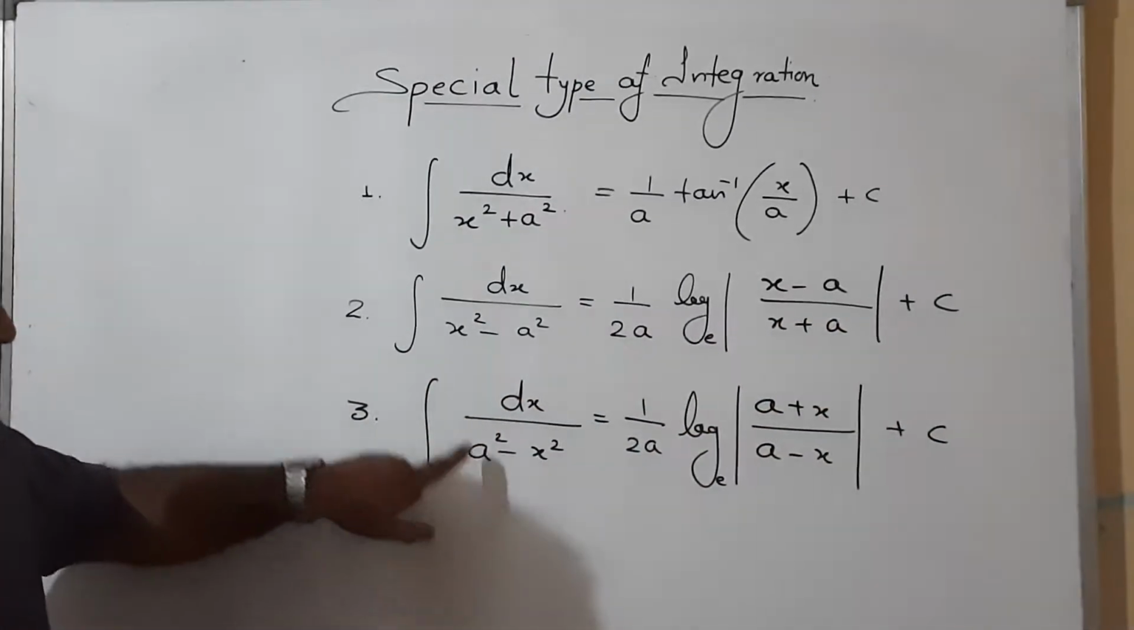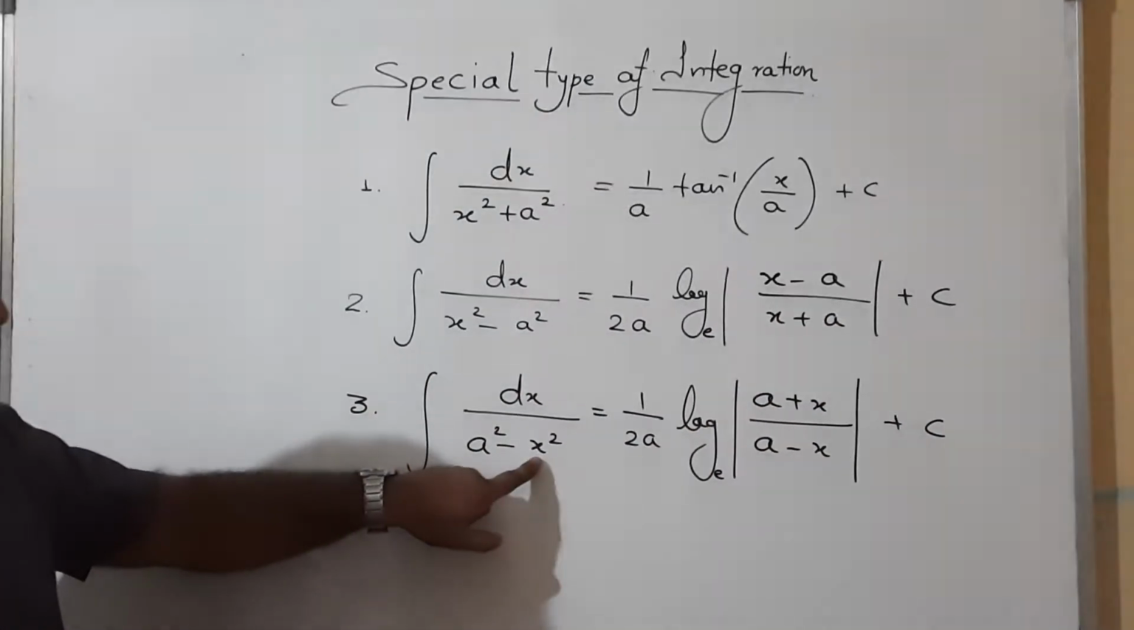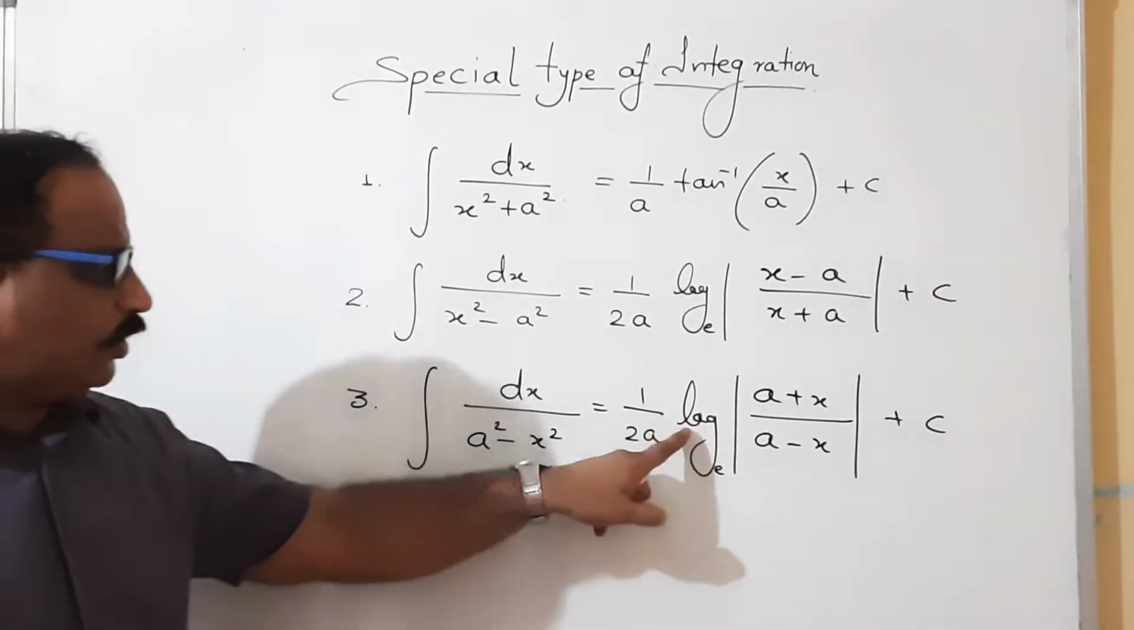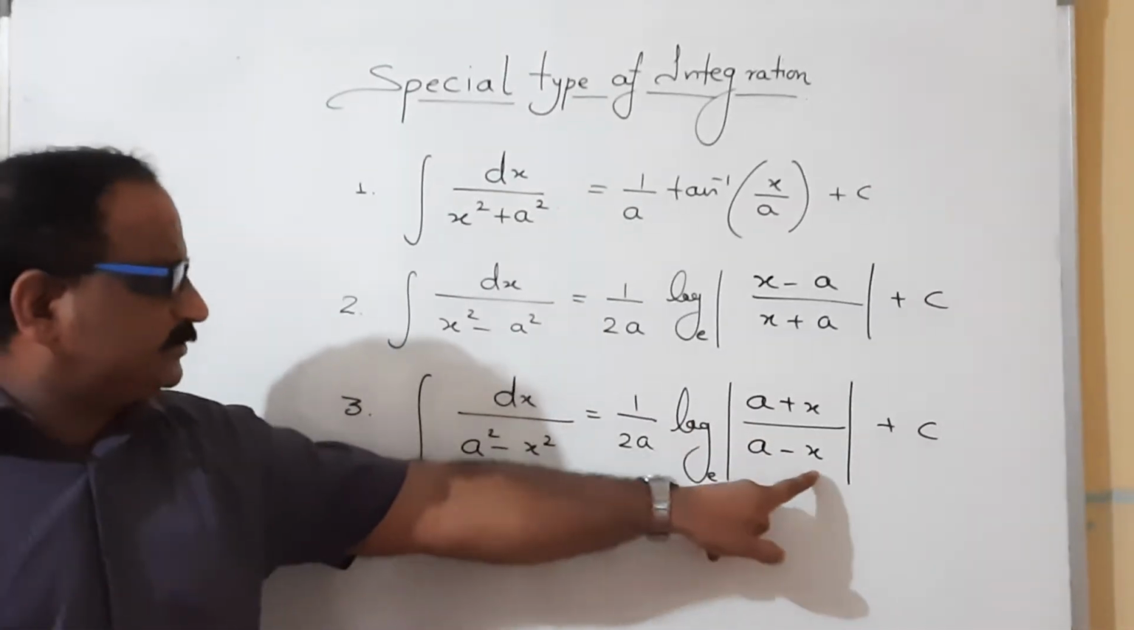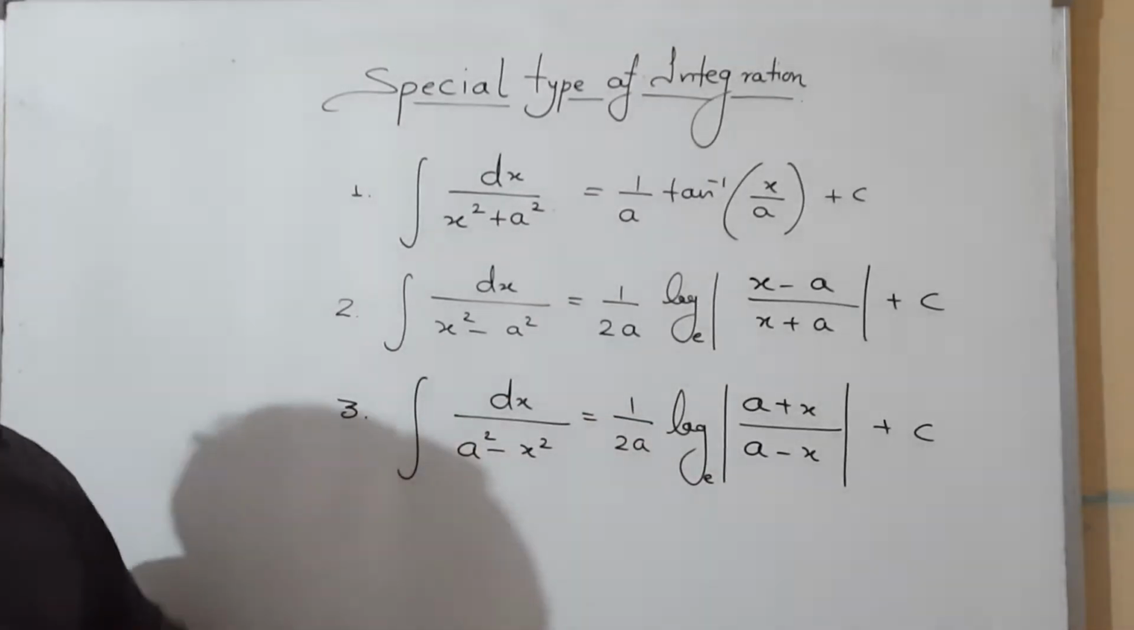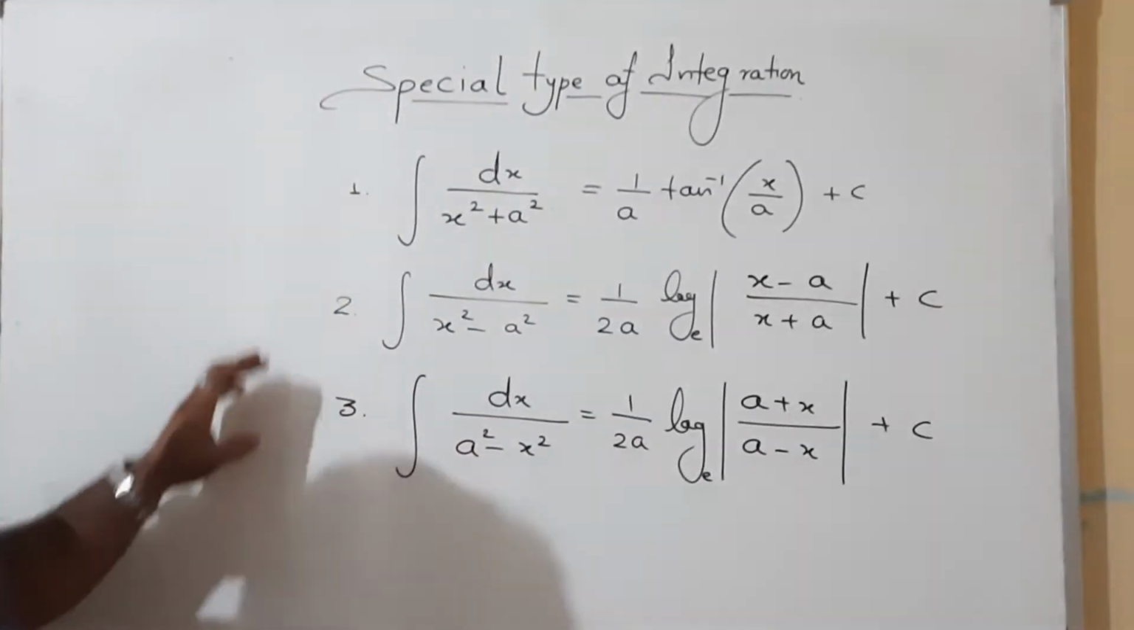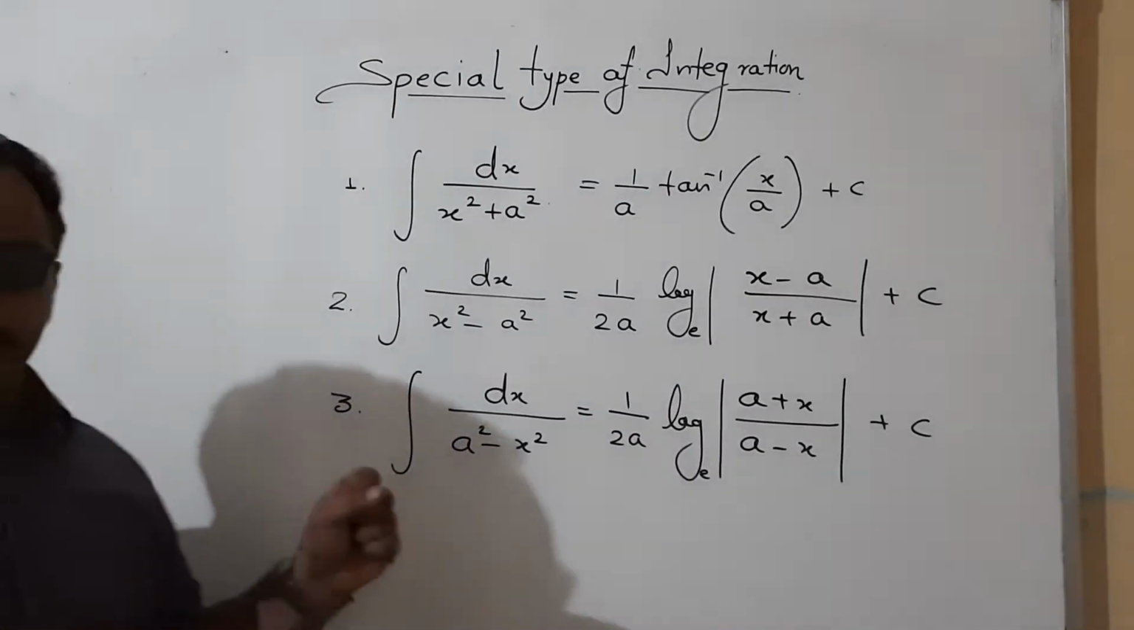And the third one is dx upon a square minus x square equals to 1 upon 2a log of a plus x upon a minus x. These three results we have. In all the three results, we have a similar feature. What is the similar feature?